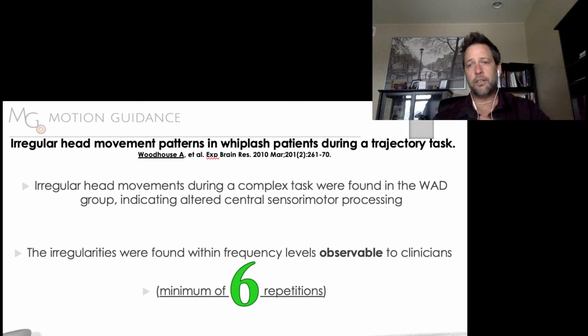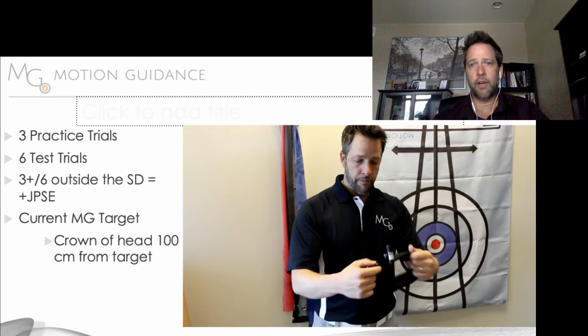So if we start to get into how to utilize the system, you can use one of our medium to large size belts. You can put that on the patient's head with the head cradle, and then the perpendicular mount with the laser put on top of that. You can use the red or the green laser for these. But we're going to do 3 practice trials with the eyes open and then 6 clinical test trials. If you have 3 positives that are outside the standard deviation, then you're going to diagnose them with a joint position sense error issue.